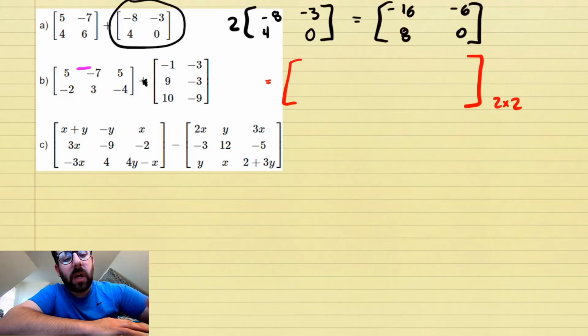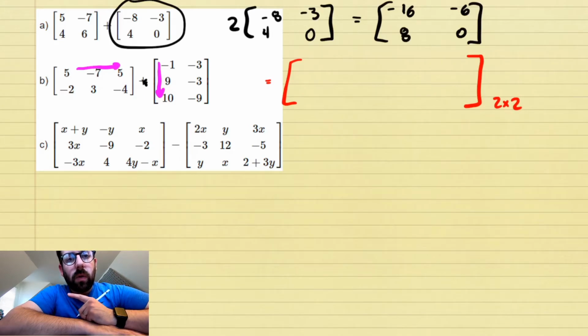So here's how it works. You're going by rows and columns. That's how I think of it. Row, column, row, column. That's how it works. So you do every entry.